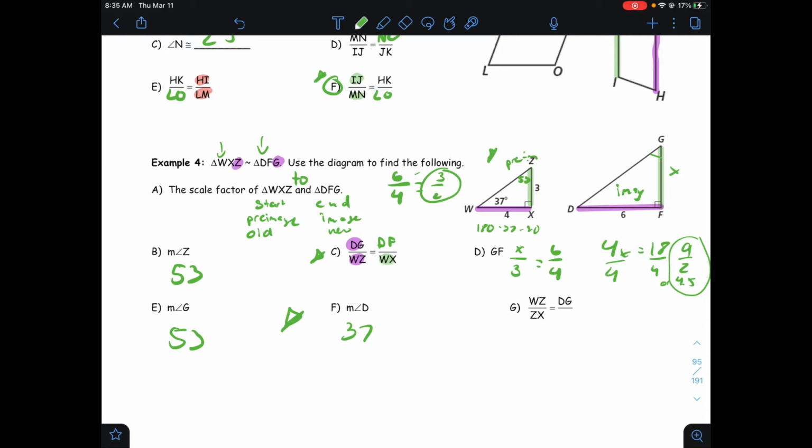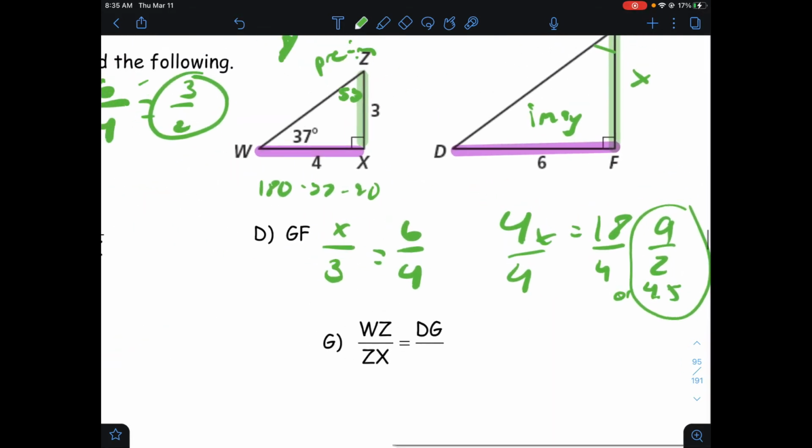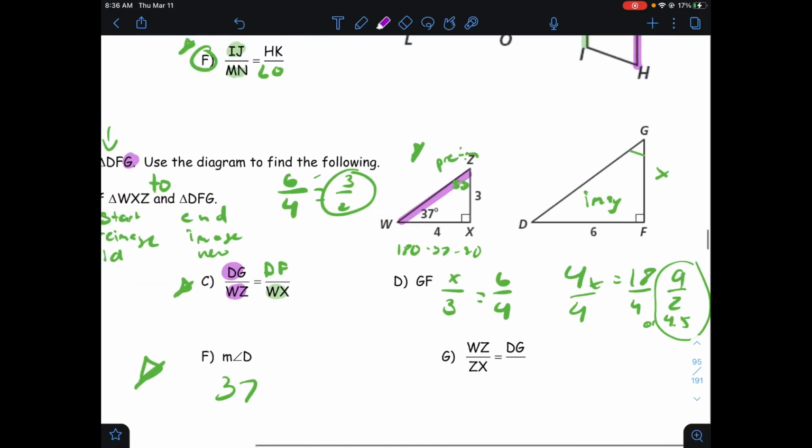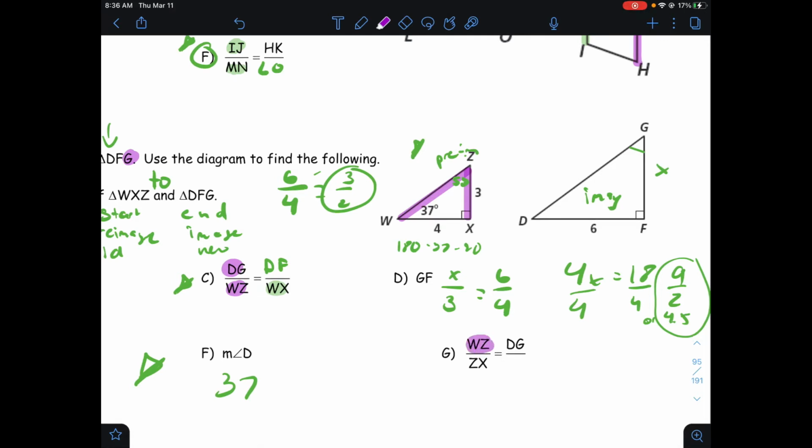All right, lastly, we got to set up another proportion here. So they gave us WZ, which is this guy, and ZX, which is this guy. Now before, we haven't set them up this way. Remember how we talked about how you can rearrange proportions? Instead of doing one from here over one from here, we can put them on different sides of the equation. So let's show it this way.